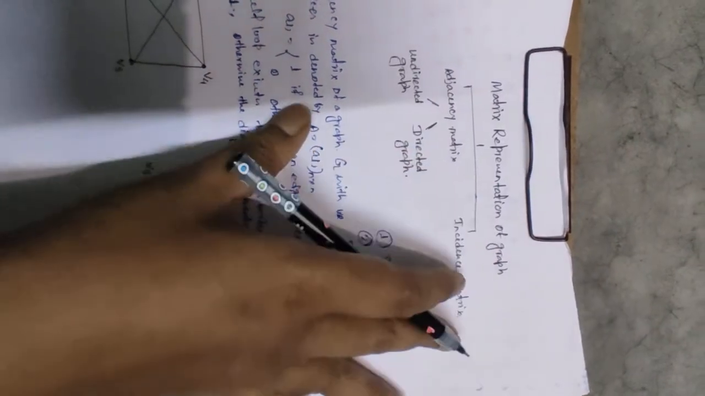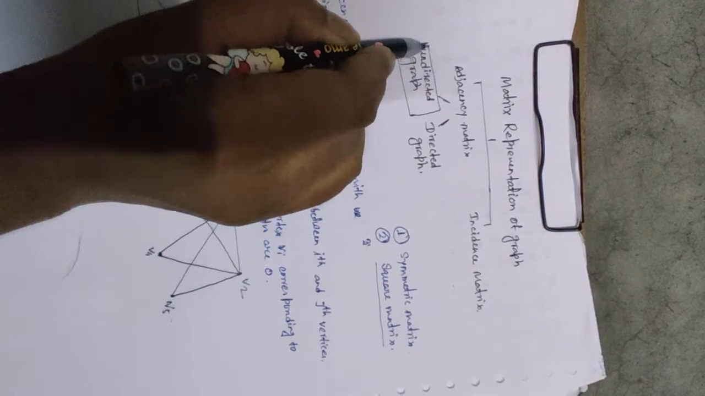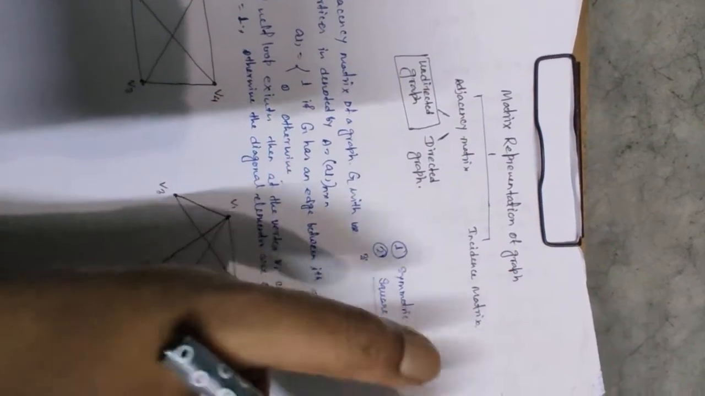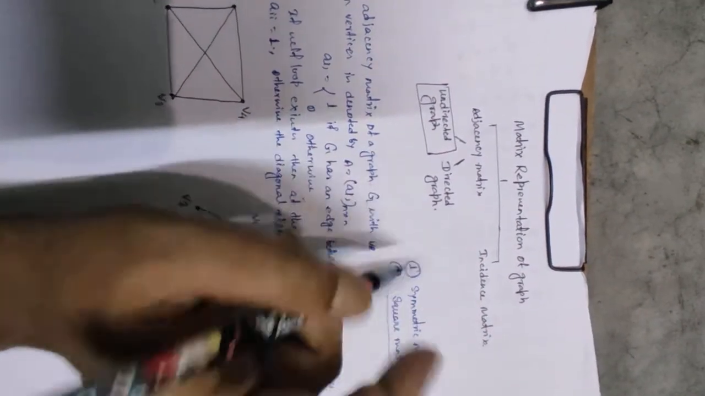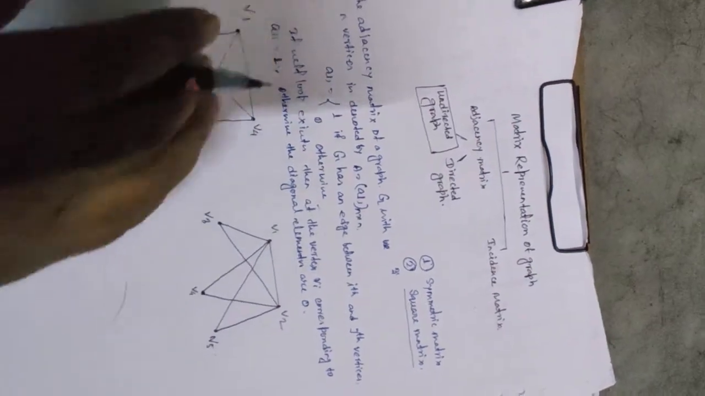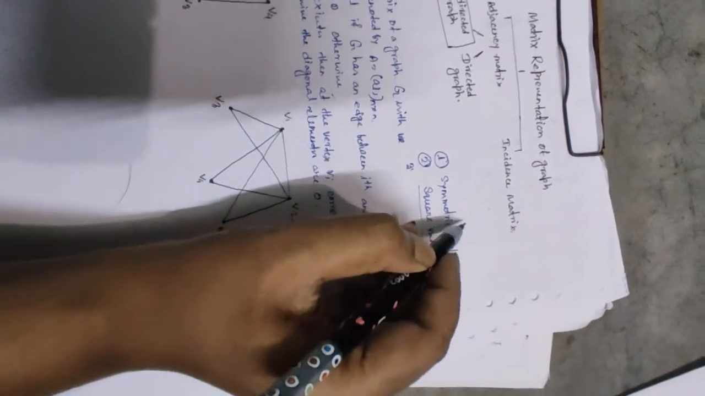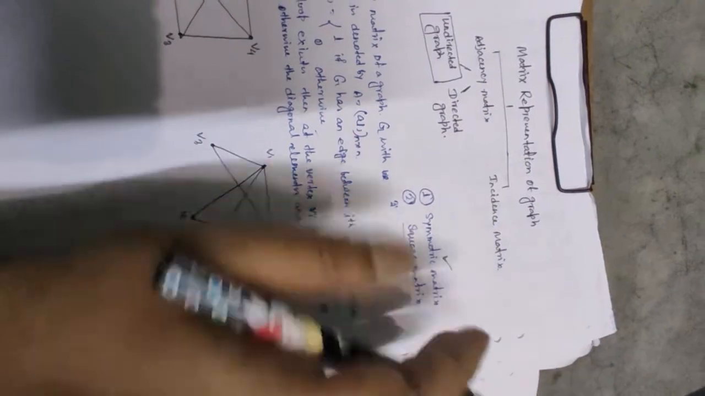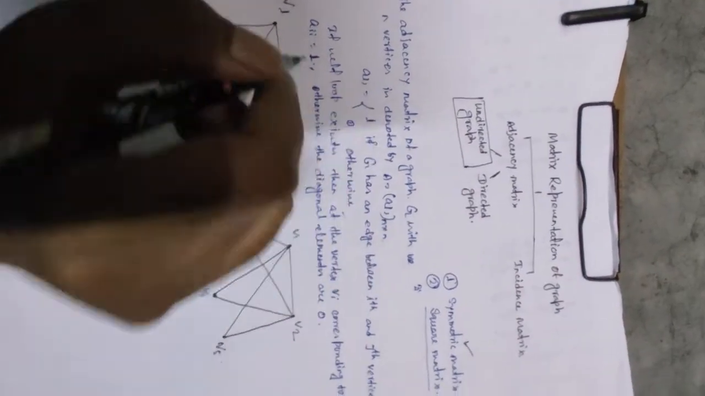And here we will discuss how to find the adjacency matrix for an undirected graph. So now let us try to find the adjacency matrix of an undirected graph. The adjacency matrix has two properties: it is a symmetric matrix, and the adjacency matrix is always a square matrix.